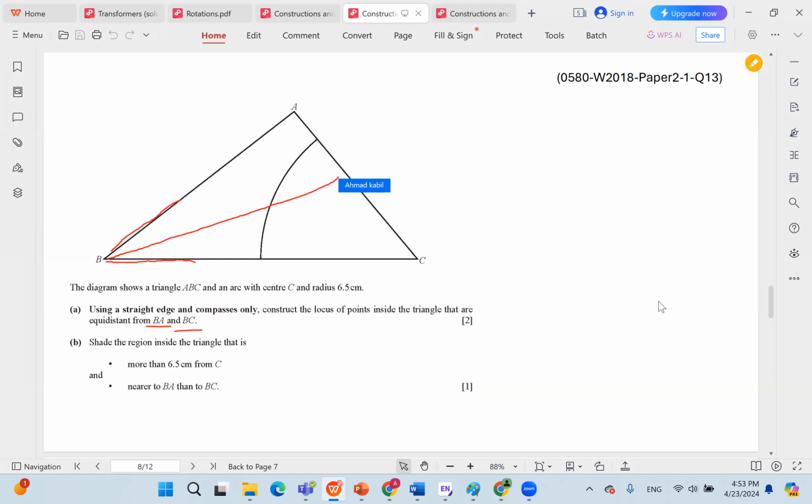And then we want to shade the region inside the triangle that is more than 6.5 from C and nearer to BA than to BC. So nearer to BA, so it's nearer to this side. So we're going to shade above the red line. And it's more than 6.5, so it's outside the circle. It's outside this arc. So the shaded region will be beyond the arc and nearer to AB. So it's this shade, this region I'm shading right now. This will be the proper shaded region.